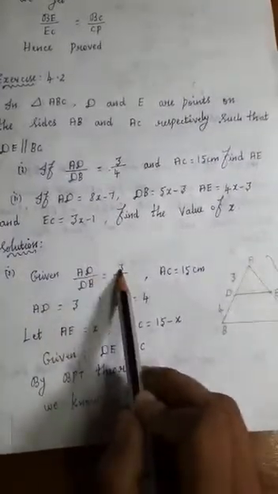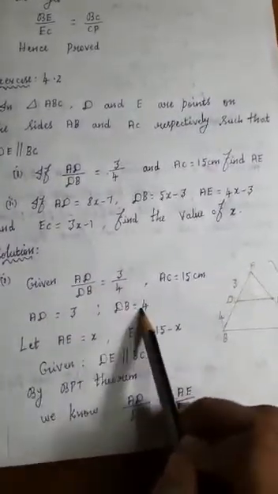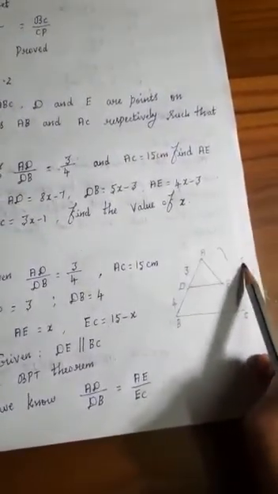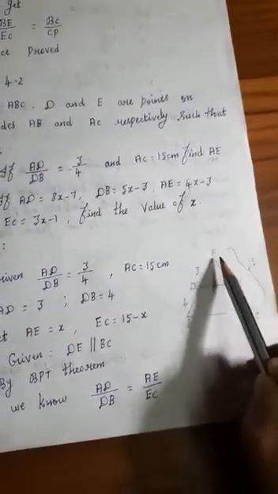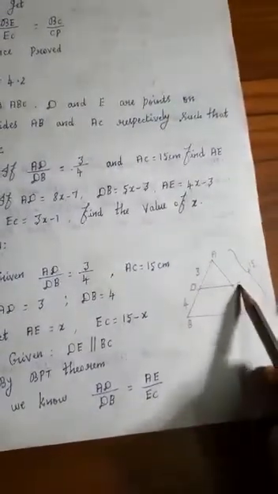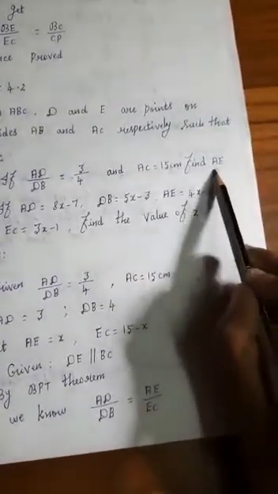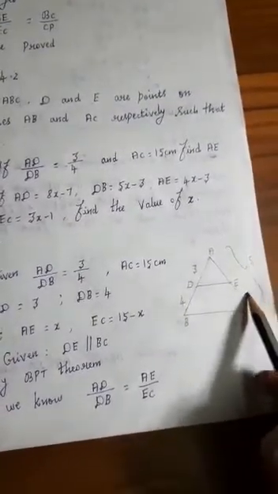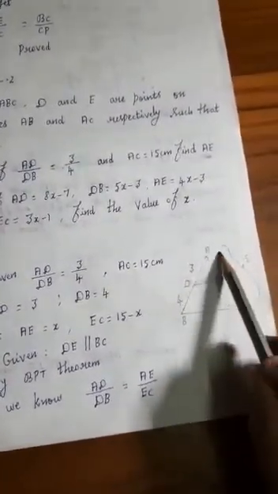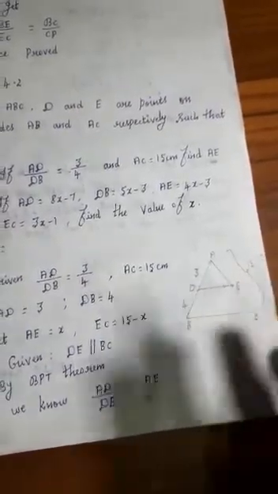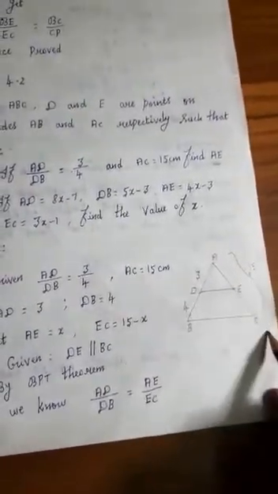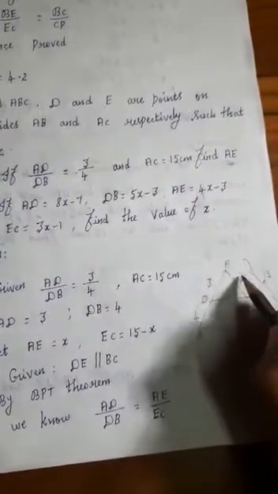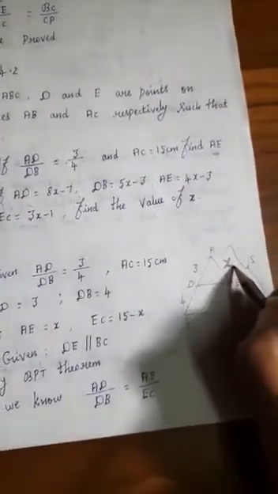Here AD is equal to 3 and DB is equal to 4, taken separately, right? Now the full length AC, that is 15 centimeters, they have given. But the AE value you don't know, and the EC value also you don't know. In our question they have asked to find the AE value only. So better you consider what you need to find out, the AE value, as X.